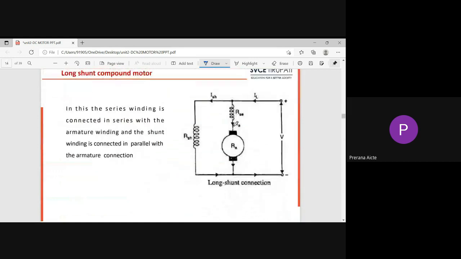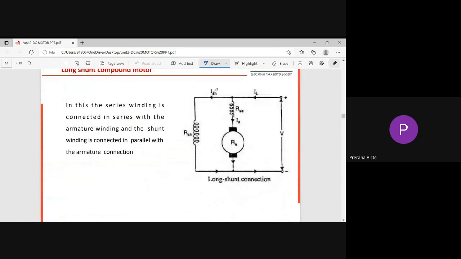See here, it is a long shunt compound motor. Why is it called a long shunt? The shunt field winding is connected across the combination of armature and series field. So here the shunt field winding is in a long connection, because it is in parallel with the armature as well as the series field winding. That's why we call this motor a long shunt motor.